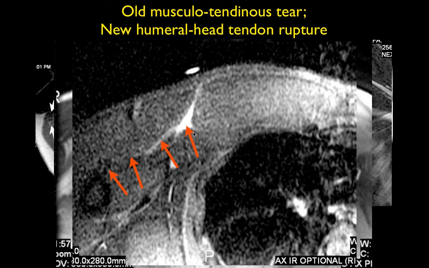Since it was an old injury with a new tear on top of it, they elected to treat it conservatively, not do surgery, because we really couldn't see a good nubbin to sew to.